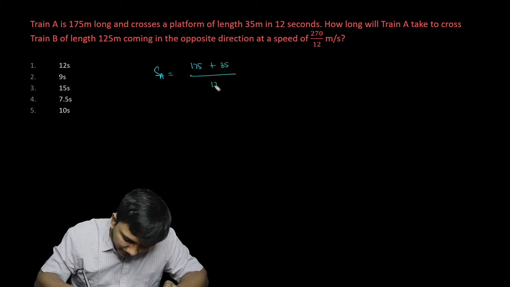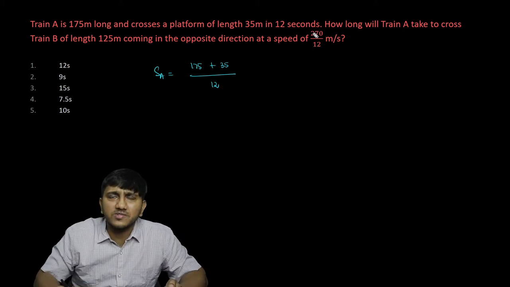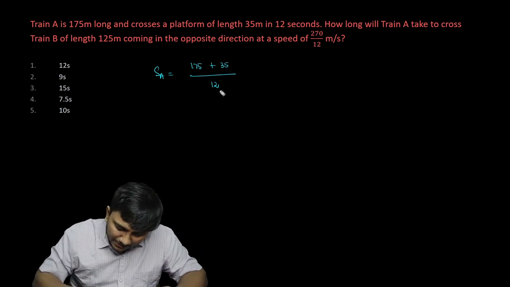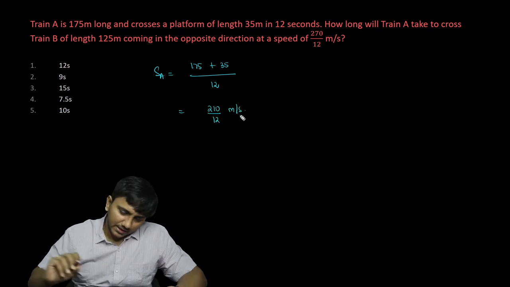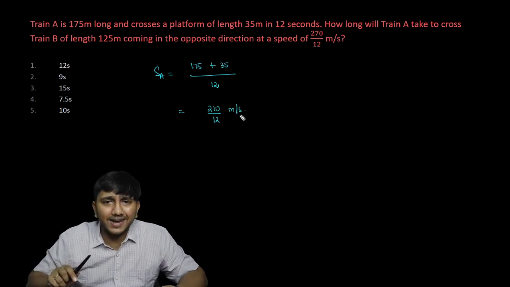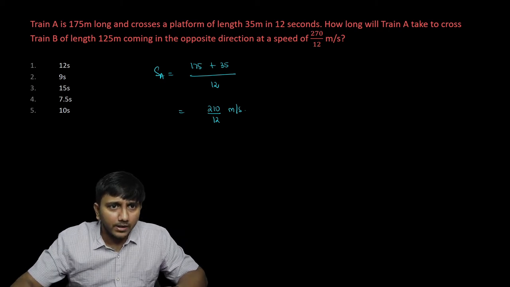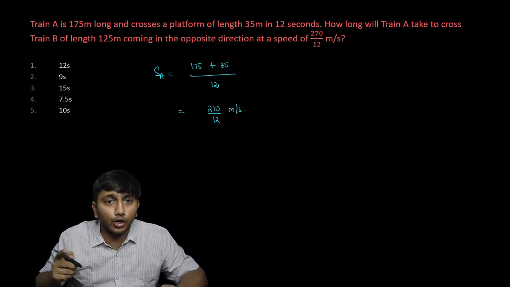It took 12 seconds. Everything in this question is in terms of meters and seconds, so it's meters per second. I do not worry about the units here. So 175 plus 35 by 12, that's going to be 210 by 12 meters per second. Now, how long will train A take to cross train B of length 125 meters coming in the opposite direction?